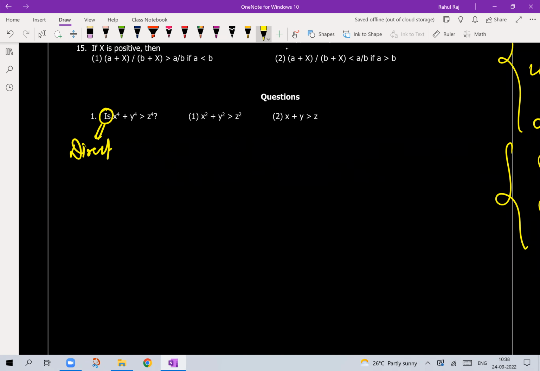The question is straightforward. Is x to the power 4 plus y to the power 4 greater than z to the power 4? Statement 1 says x square plus y square is greater than z square. Statement 2 says x plus y is greater than z. All the question is trying to ask you is, will you be able to answer this particular question with the help of the statements or not? Simple logic. So the moment you look into the two statements, your answer should be in the form of A, B, C, D, E. The same thing we did in the previous class. I hope you have been through the video. It was important for sure.